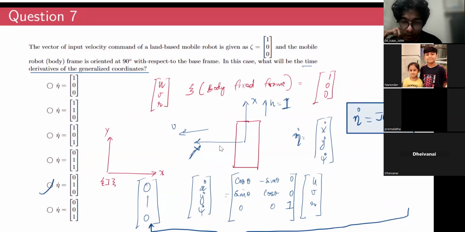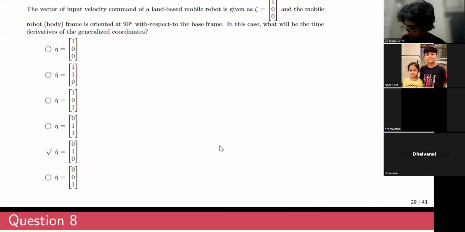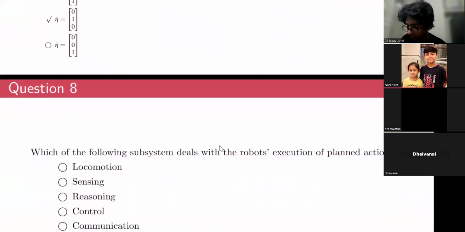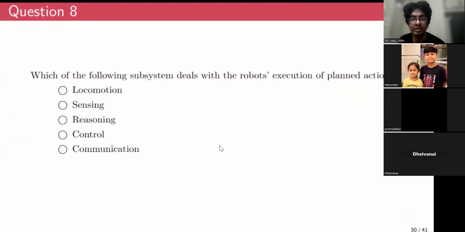So I hope we are clear with this. Yes, sir. Okay, thank you. So we'll move on to the next question. I think we may have probably 5 or 6 more short questions. Which of the following subsystems deals with the robot's execution of planned actions?